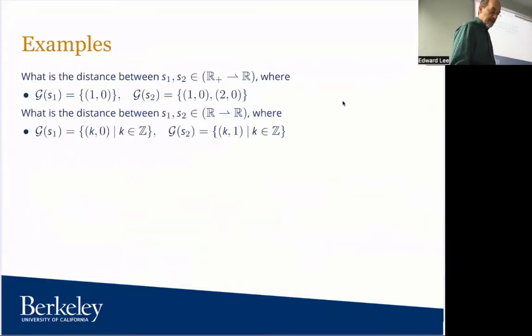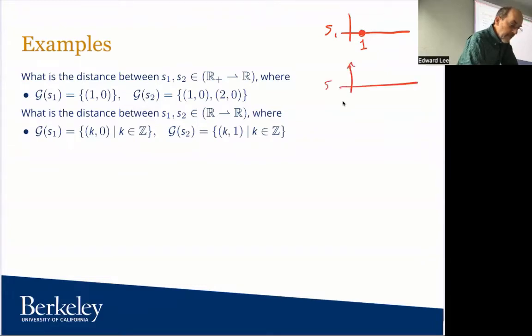Okay. So how does this help? Well, let's look at a few examples first. So suppose I have two possible signals, and I can sketch these. So S1 is a signal that has value 0 at time 1, and S2 has value 0 at time 1 and 0 at time 2. So what's the distance between those?